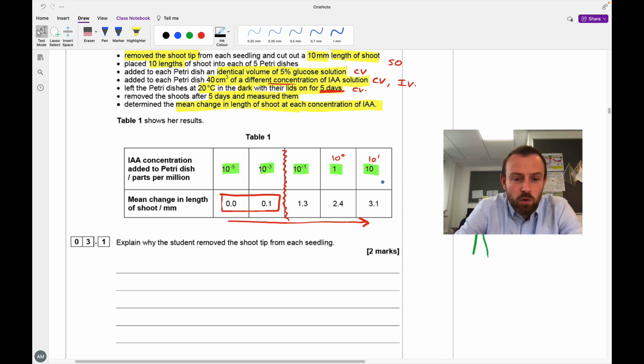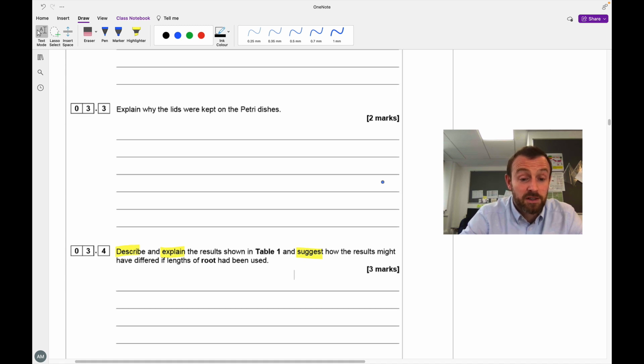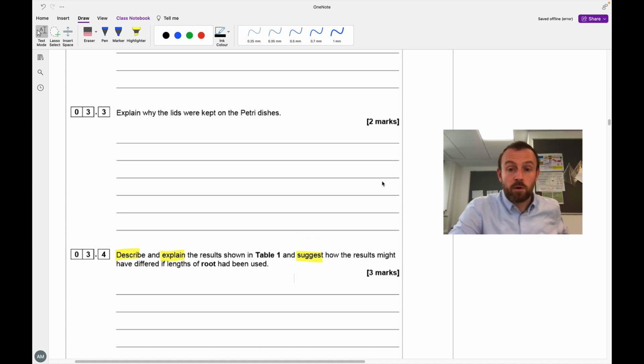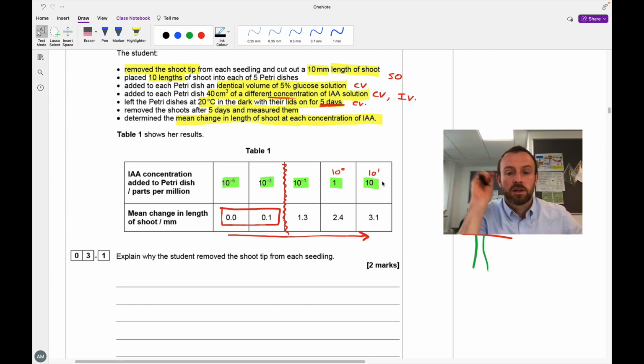Explain. Explaining why auxin causes changes in length. This is where we need to say that auxin causes the cell wall to become more flexible so that cells can elongate, thus causing an increased length. And then a suggest, what was the suggest again? Oh, suggest how results might have differed if lengths of root had been used. So root cells, auxin has the opposite effect on root cells. So in roots, adding auxin will probably not cause an elongation.